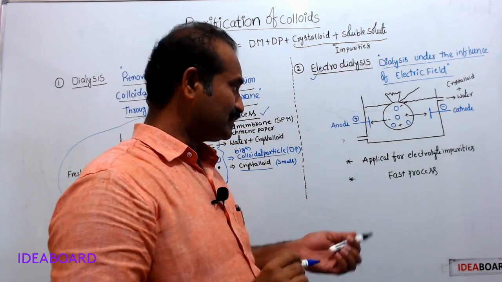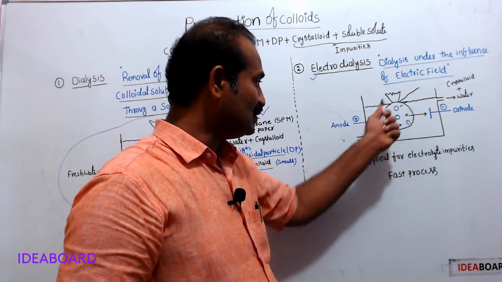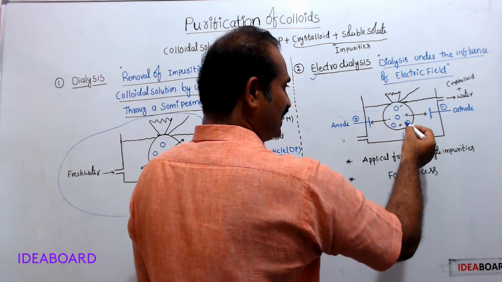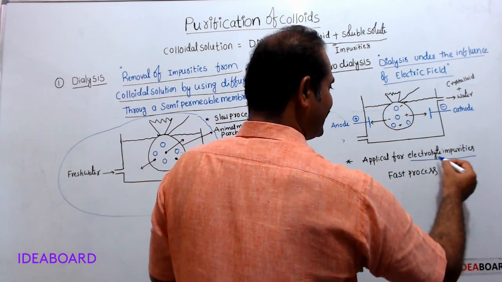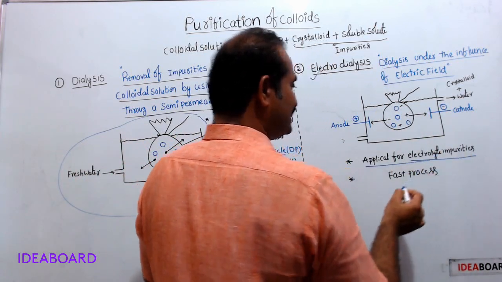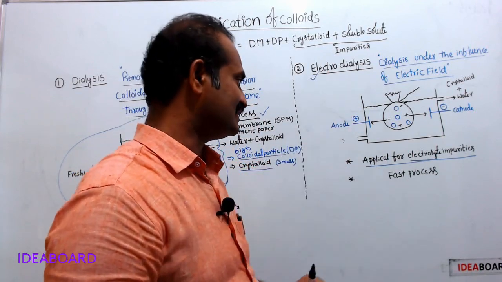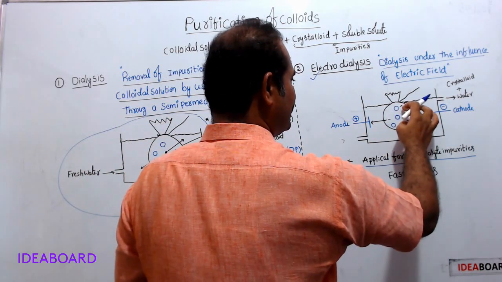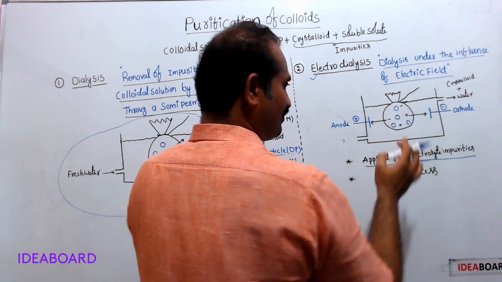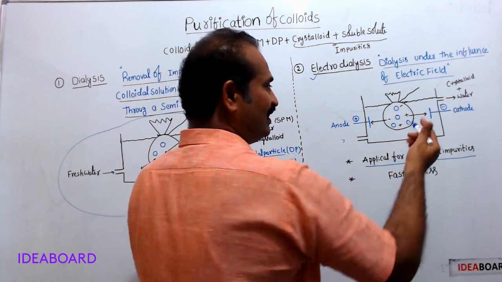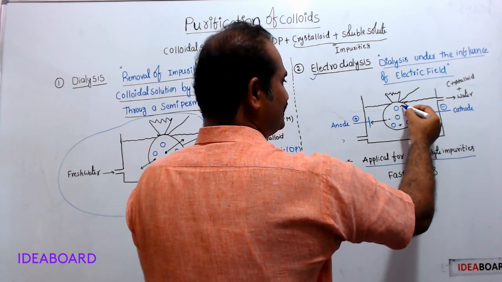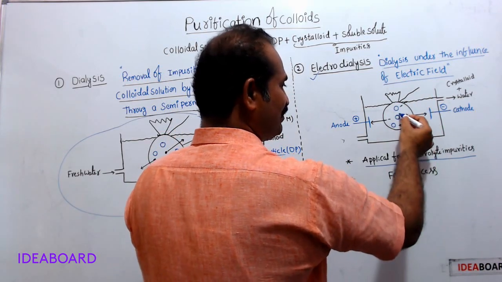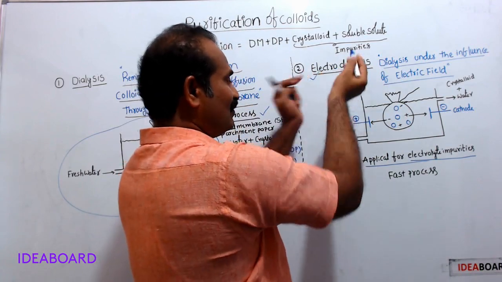Okay. Especially when a colloidal solution has electrolytic impurities, then we can use electrodialysis. So here, see, these are the colloidal particles. These are the electrolytic impurities. An electrolyte is a combination of cation and anion. So this is a cation, this an anion, a cation. When electrolytic impurities are present in a colloidal solution, we can use electrodialysis.